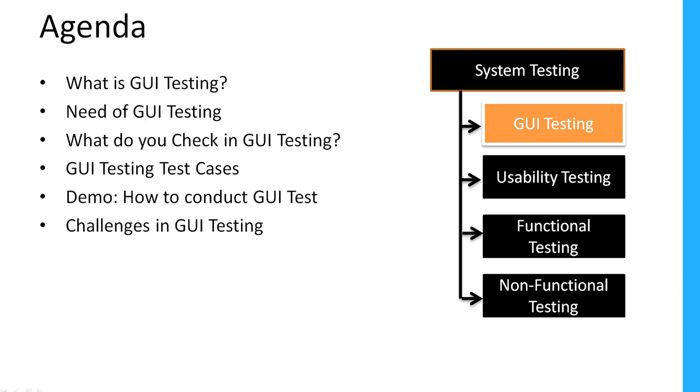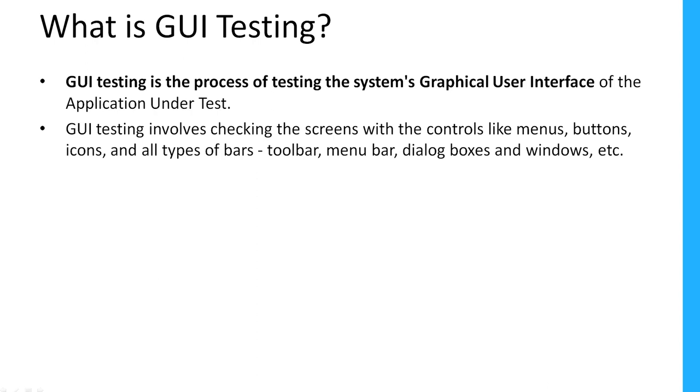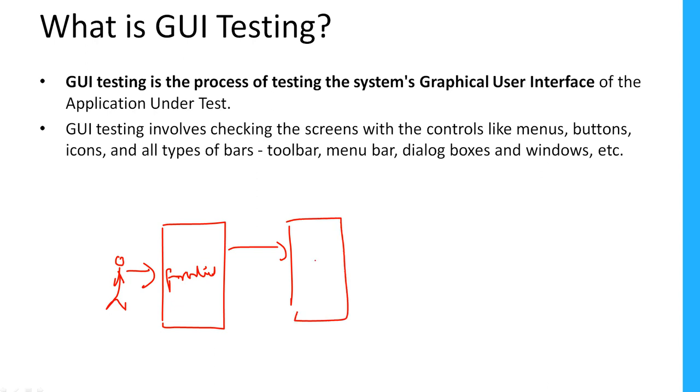Now let us start with what is GUI testing. So normally GUI testing is a process of testing the system's graphical user interface of the application under test. Normally the user will always interact with the application UI. There are two layers we have in an application. Let's say this is your front end. The user is always interacting with the front end, and the data and operations, everything will happen on the backend side. So there are two layers, front end and back end. The user always interacts with the front end application.